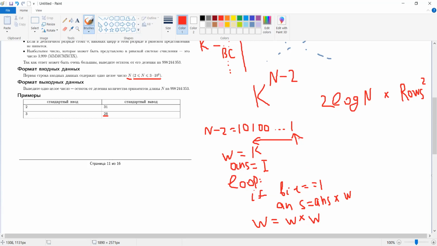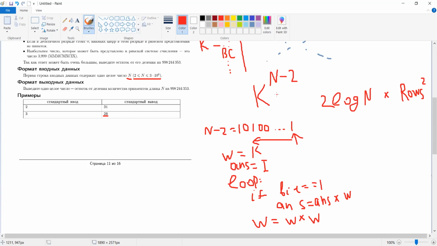As you see, we only use a logarithmic number of operations, as it is the length of this number in binary notation. So the answer will be our resulting matrix. Then we find the total sum of all numbers in this matrix, and it will be the answer to this task.